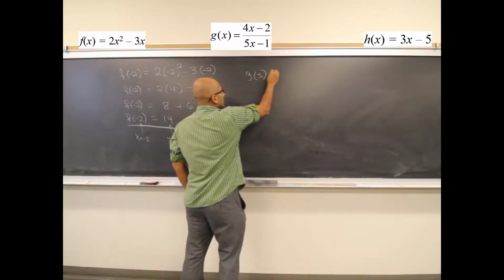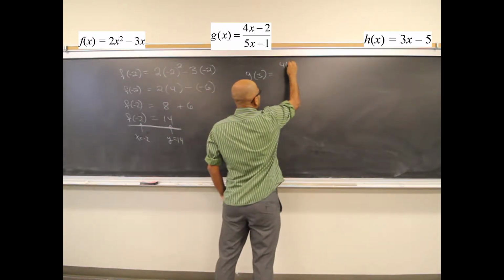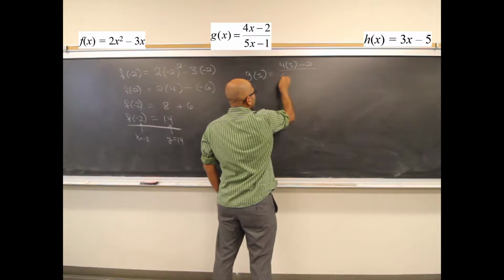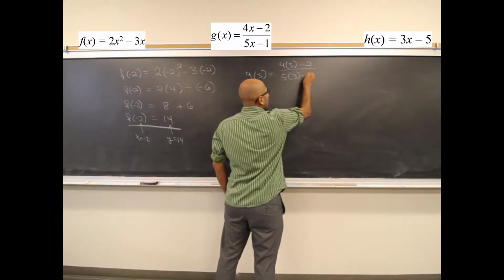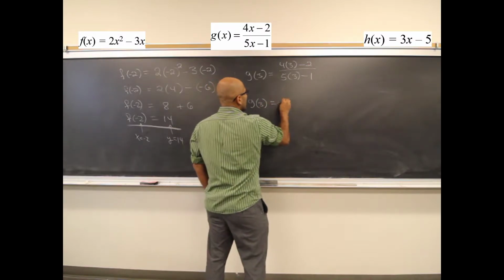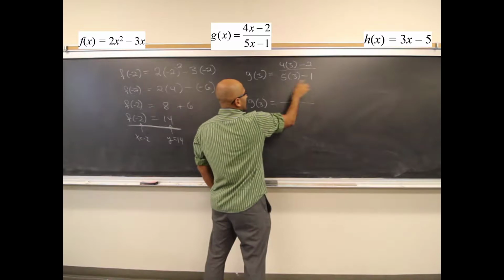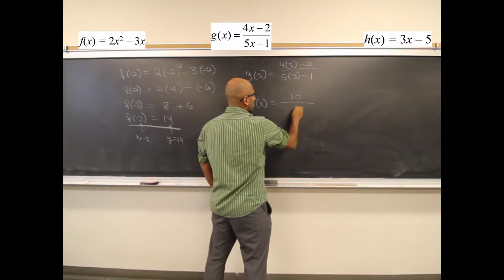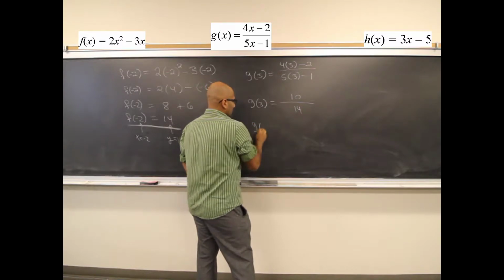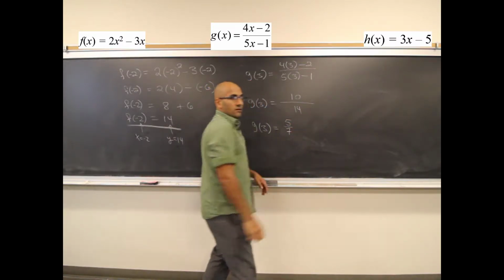G of 3. Then we go to the g function, and I can see that this is going to be 4 times 3 minus 2 divided by 5 times 3 minus 1. So g of 3, in the numerator, that's going to be 12 minus 2, which is 10. In the denominator is going to be 15 minus 1, which is 14. And then we can reduce that and leave it as a fraction. G of 3 equals 5 over 7.